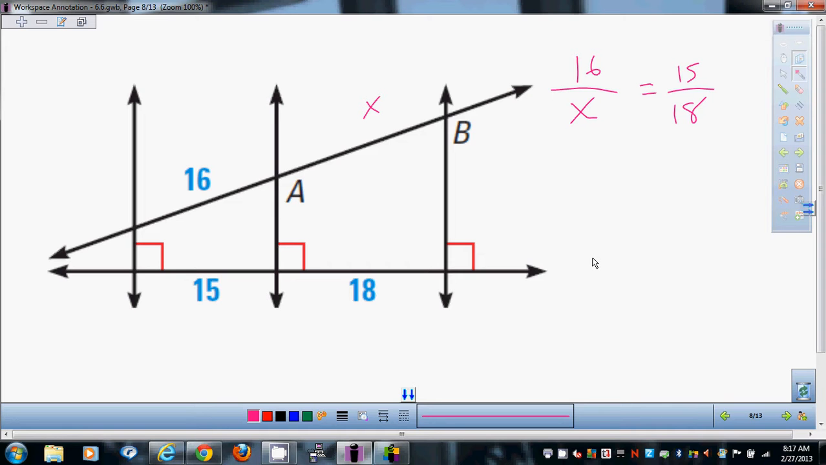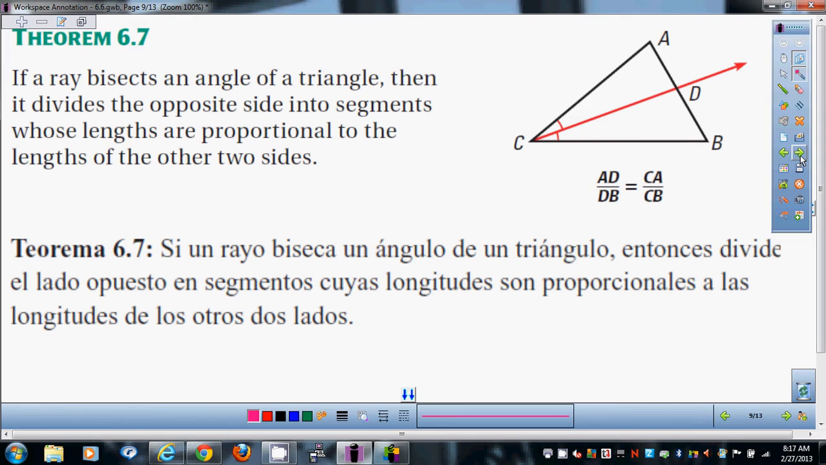New theorem, last one of the day. Guys, if you have a triangle and bisect one of the angles with a ray, then once again, same thing as today, they're proportional. Proportional. That's what we're doing.